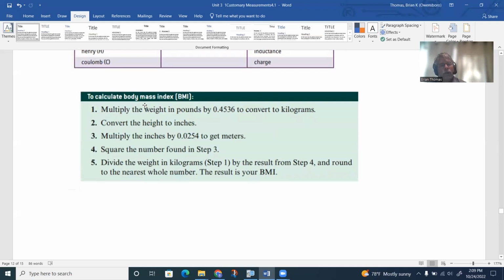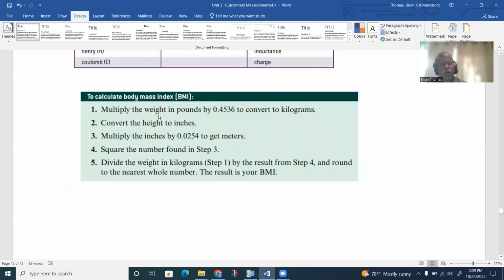Another thing we come across is what's called the BMI, body mass index. A lot of times athletes use this to kind of get an idea of body fat, if you will, how healthy they are with respect to body fat.